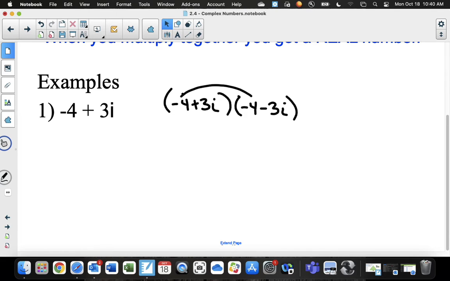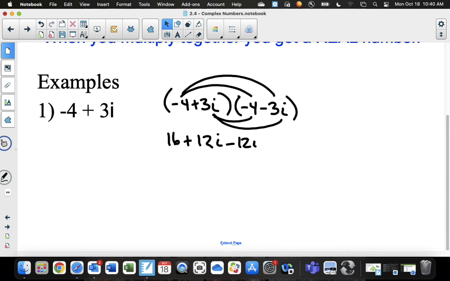Let's distribute the negative 4. We get 16 plus 12i. Then we distribute the 3i. We get negative 12i and negative 9i squared. And now we start to clean some stuff up a little bit. Again, let's get that i squared out of there. So what I really have is a plus 9 here at the end.